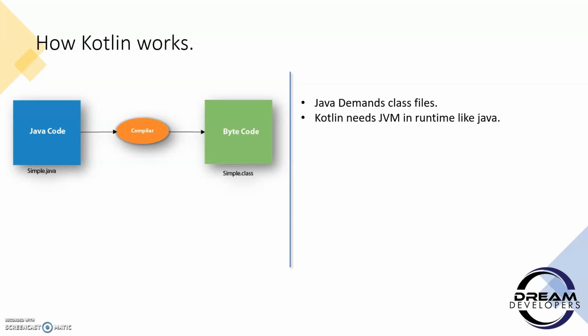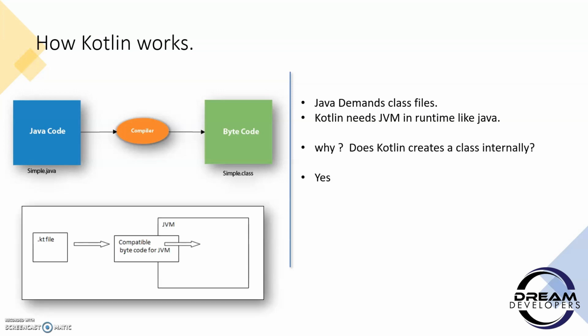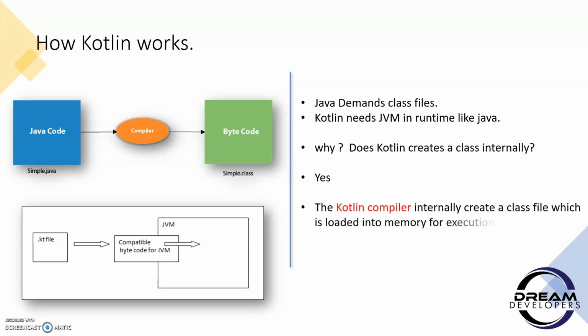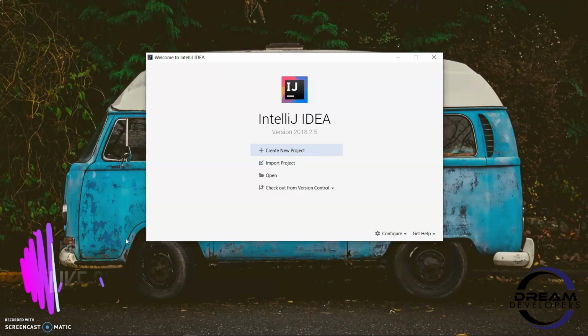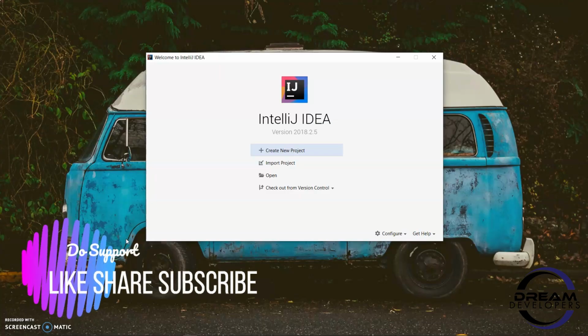Now, as we all know, the main function is not enclosed within a class. Why? Does Kotlin create a class internally? Yes. The Kotlin compiler internally creates a class file which is loaded into the main memory for execution at runtime. Similar to the Java compiler, the Kotlin compiler also converts the file into bytecode, then runs with the JVM. A Kotlin file is saved with the kt extension. Now compile the file and create our first hello world program.